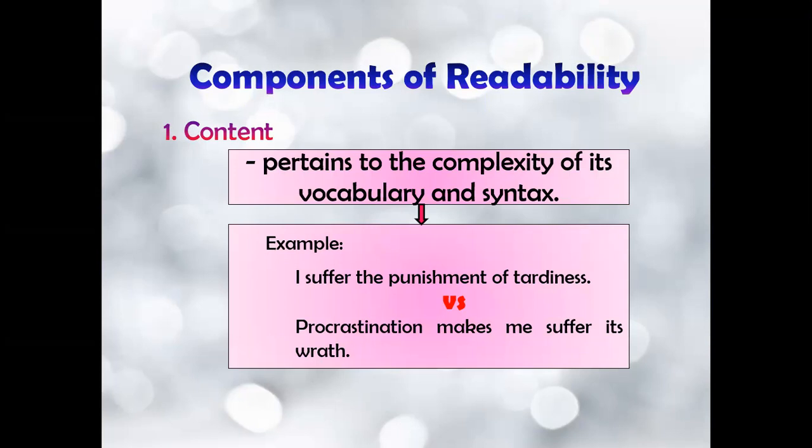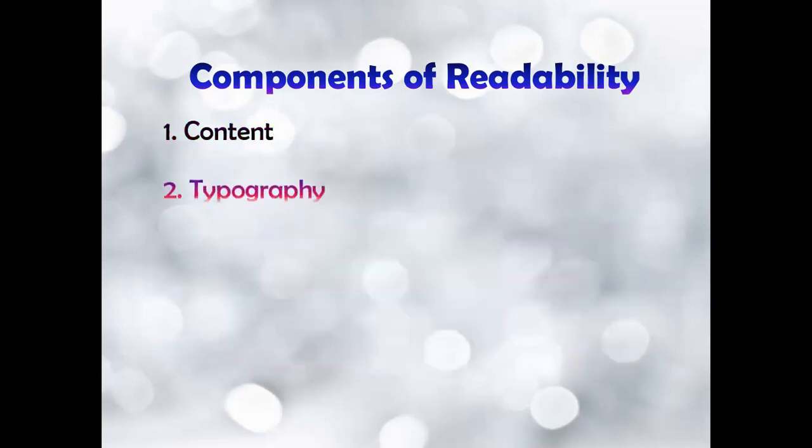So the second sentence is too much. You can just say "I suffer the punishment of tardiness," instead of using something dramatic, like the grave impact, "procrastination makes me suffer its wrath." So just make it simple. You can use "procrastination makes me suffer its wrath" as long as the reader can understand.